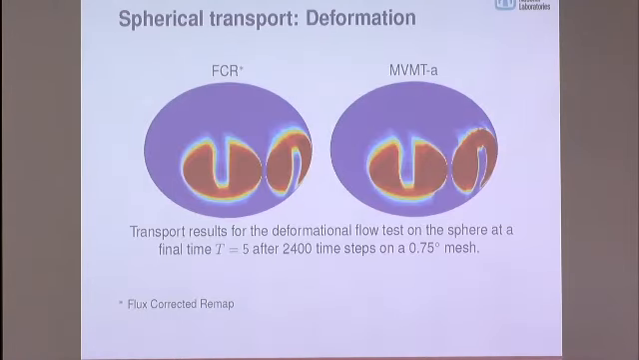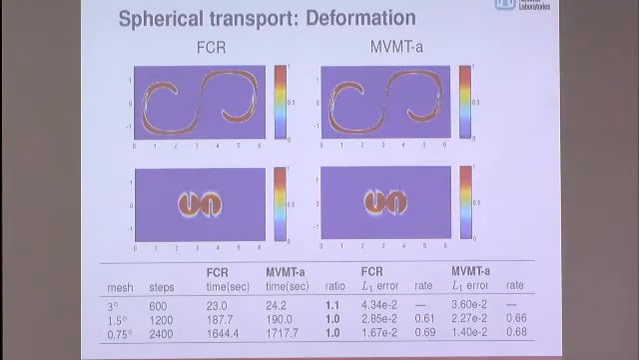So here are results for the deformation case. We're comparing against a flux-corrected remap method. And then here's our MVMT with the adaptable target. The transport results are at a final time t equals 5 after 2,400 time steps, and we're using a 3/4 degree mesh. So we have some more information here. The top plots are at the point of maximum deformation for this flow, and then the final solution again.